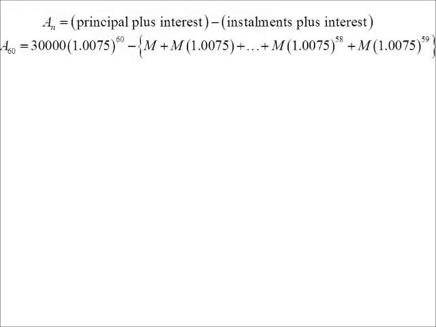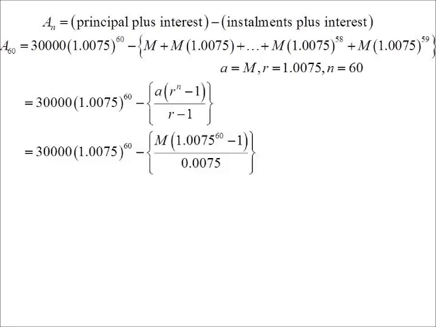So in this case, we do want amount N to be zero. The loan is going to balance with the repayments. Their investment and my investment are going to equal. So amount 60, which we know is going to be zero, principal plus interest, the bank's investment, minus my investment, all those repayments.